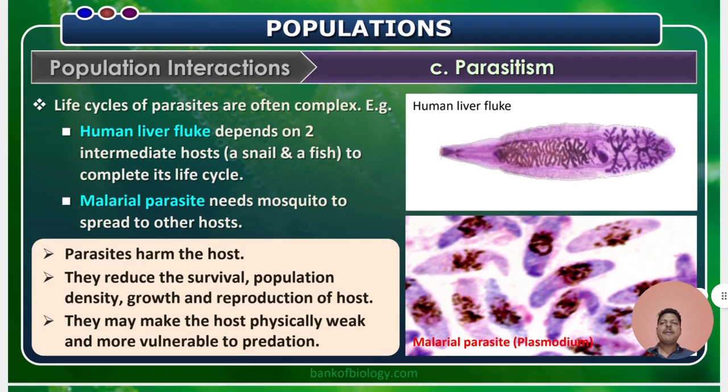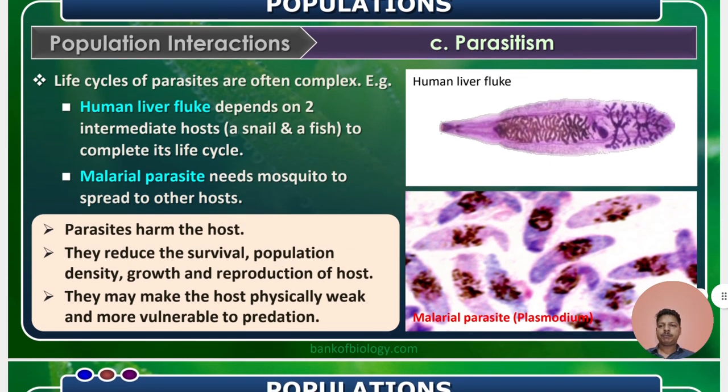Then, life cycles of parasites are often complex. Example, the human liver fluke depends on two intermediate hosts, a snail and a fish, to complete its life cycle. Malarial parasite needs a mosquito to spread to other hosts. Parasitism harms the host. They reduce the survival, population density, growth and reproduction of the host. They may make the host physically weak and more vulnerable to predation.